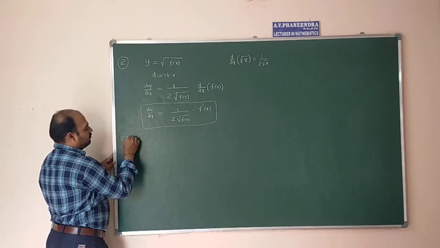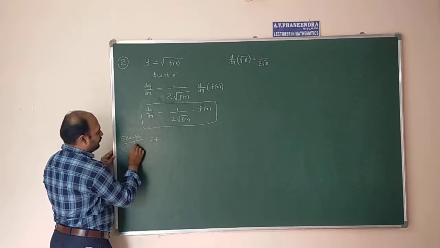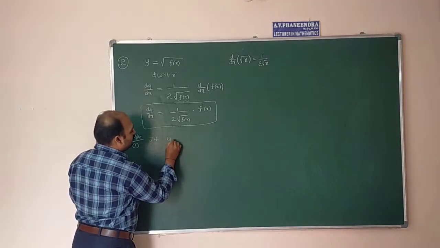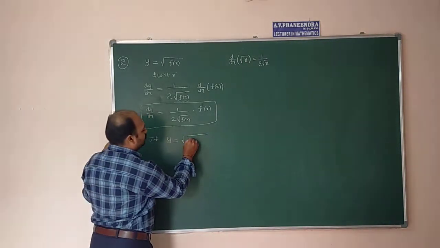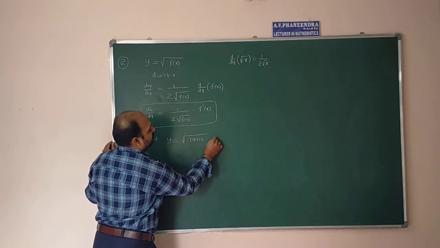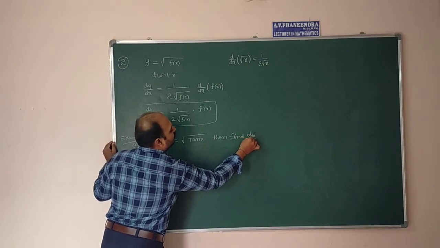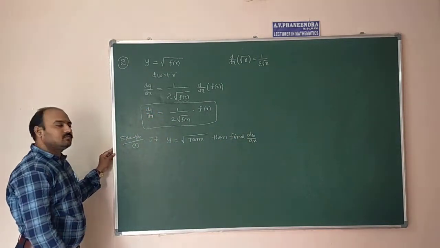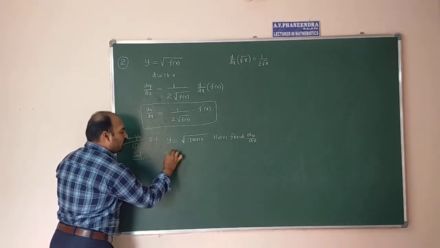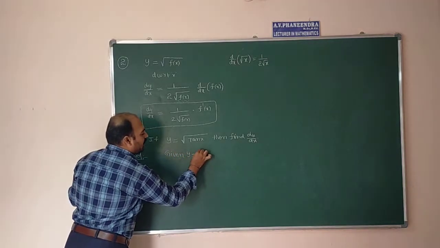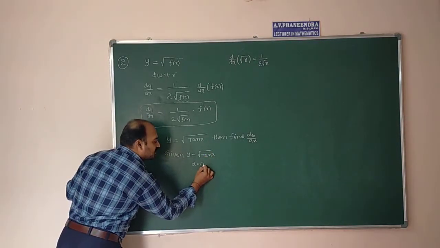Example. If y is equal to root of tan x, then find dy by dx. So according to this procedure we have to follow now. So given y is equal to root tan x, differentiate with respect to x.